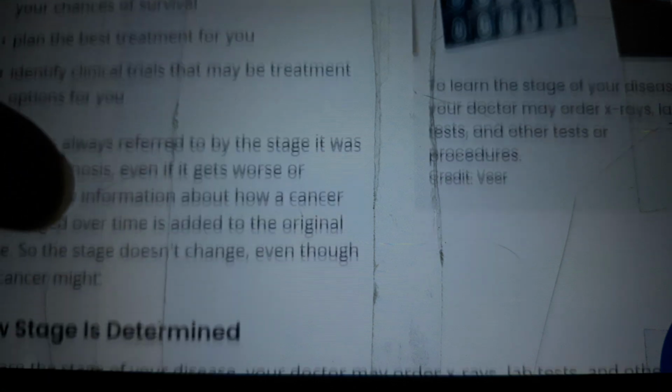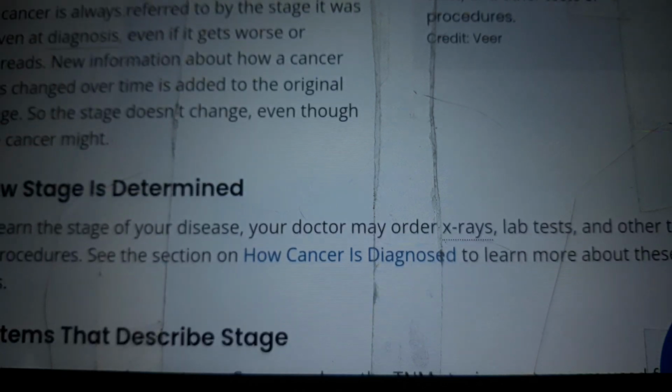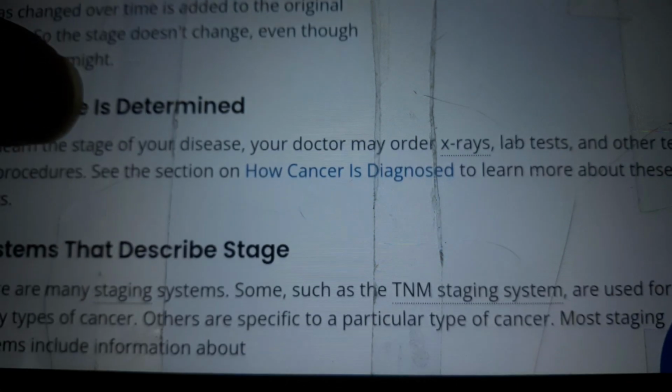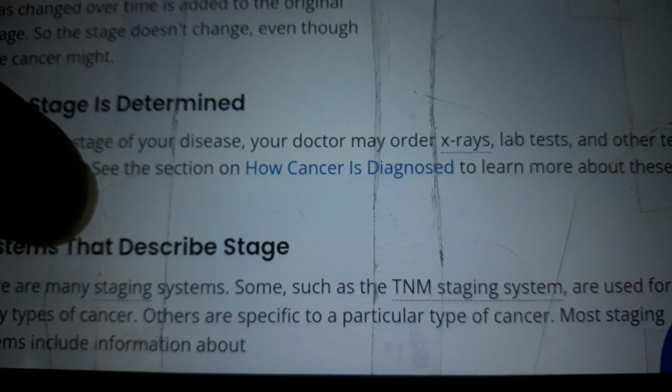It also helps identify clinical trials that may be treatment options for you. A cancer is always referred to by the stage it was given at diagnosis. Even if it gets worse or spreads, new information about how the cancer has changed over time is added to the original stage, so the stage doesn't change even though the cancer might.